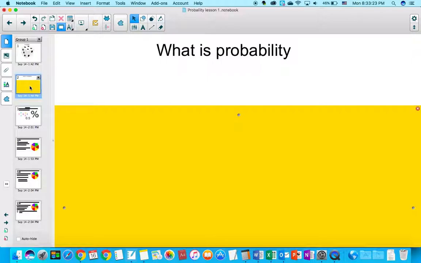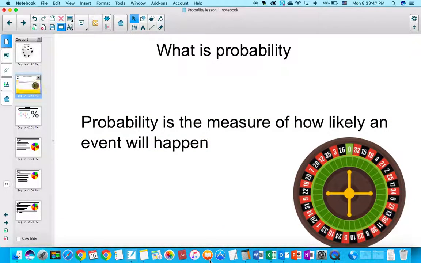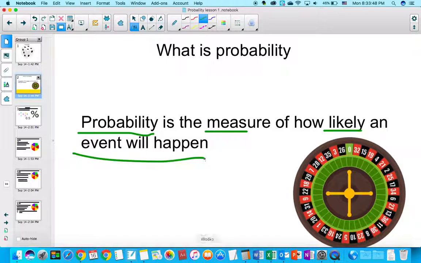When I ask the question, what is probability, or when I say the word probability, the first thought that probably comes to your head is gambling or betting or risk. And to some level, it is that. However, the proper definition for probability is the measure of how likely an event will happen, right? Probability is the measure of how likely an event will happen.